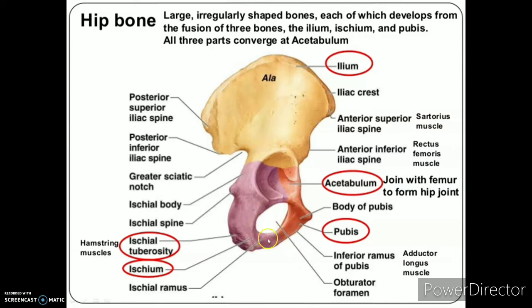This hole is known as the obturator foramen, and importantly, this cup-like structure is known as the acetabulum, which is joined with the femur to form the hip joint. So in this cup-like structure, the head of the femur will fit to form the hip joint. So this is about your hip bone. There are two hip bones in a human, so together they form the pelvic girdle.